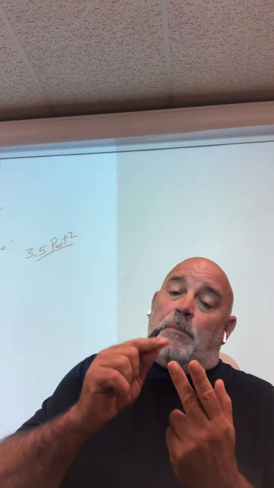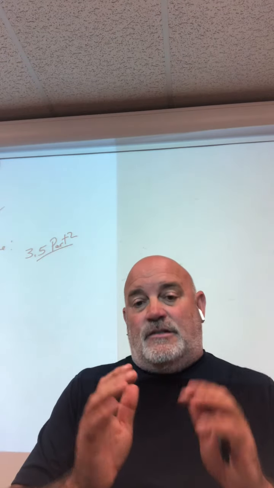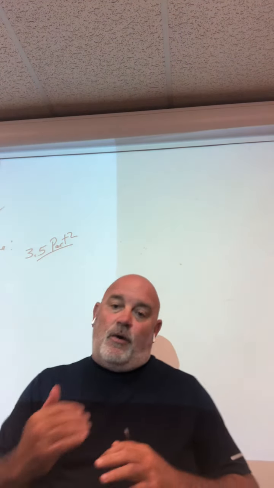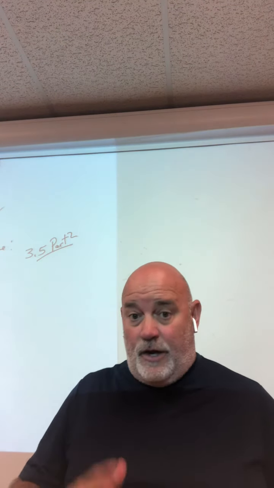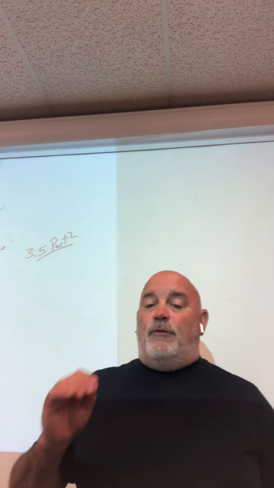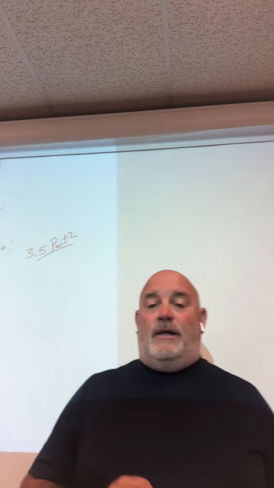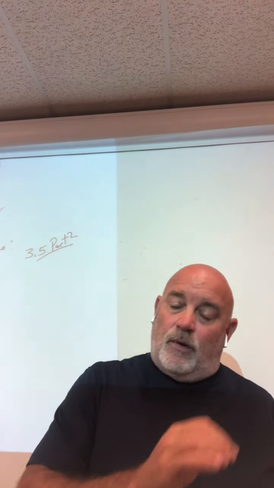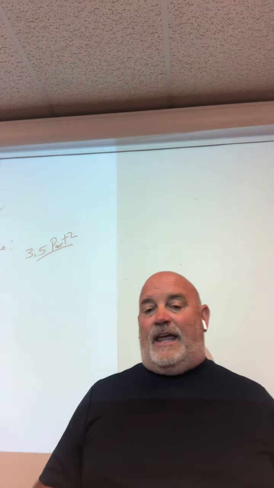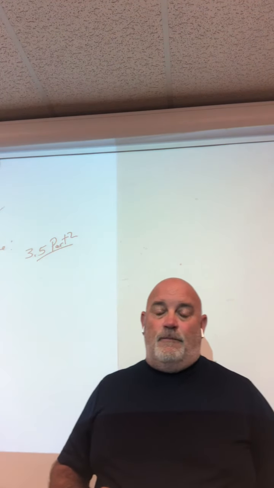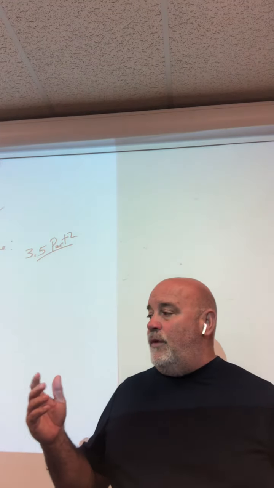Now, if your point turns out to be the y-intercept, 0 comma something, you can use y equal mx plus b, and you're done. But if your point is not the y-intercept, you can't use y equal mx plus b. You have to use that point slope formula that I gave you in the last video. So I want to pick up with the examples.